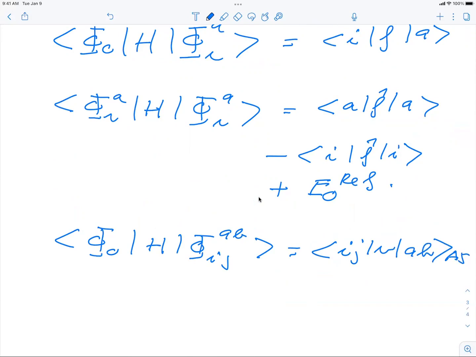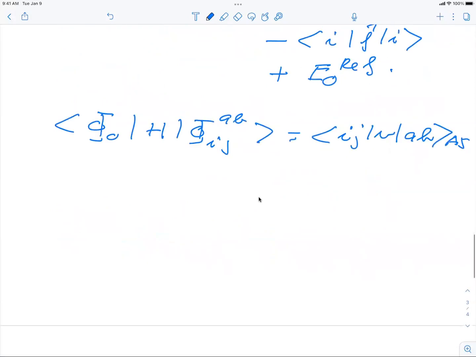We did also calculate the non-diagonal one particle, one hole matrix elements, but I'm not going to repeat all of them here because we're going to bring some of them up. So we can now move over to a diagrammatic representation here. Let's look at how we could represent some of these terms diagrammatically.